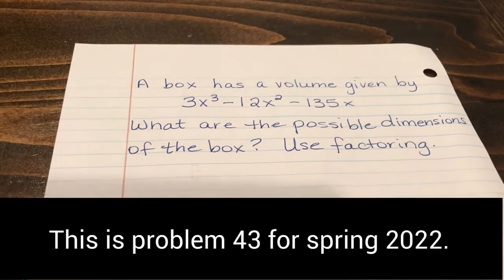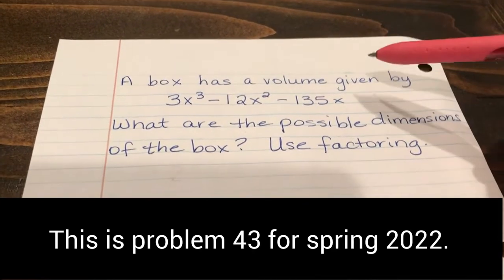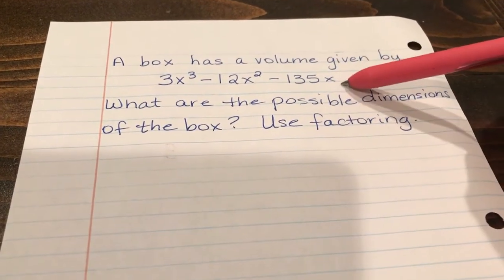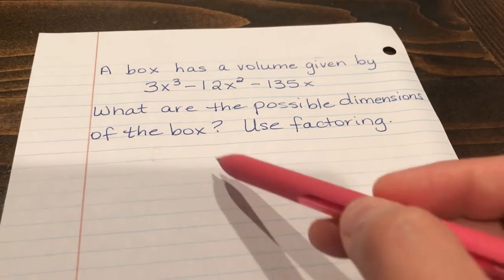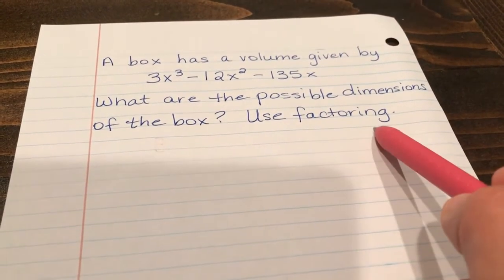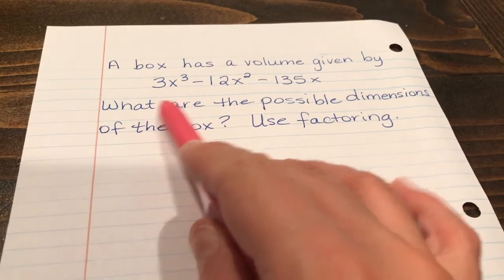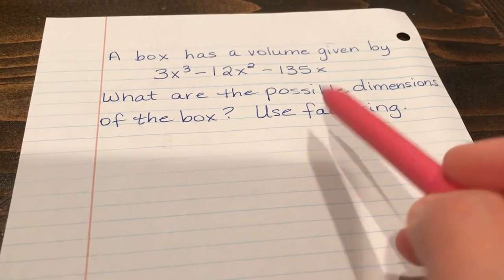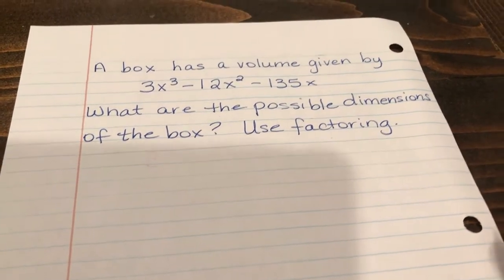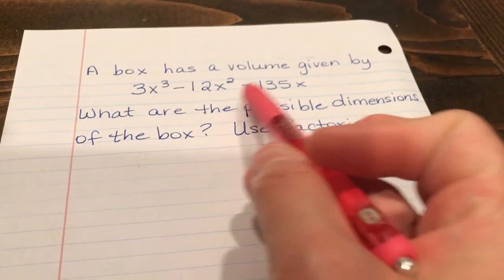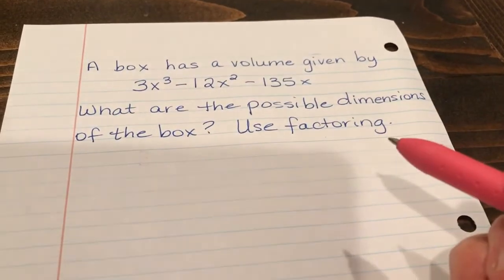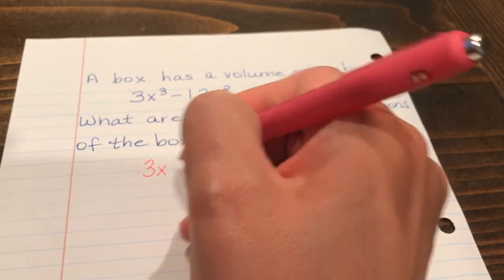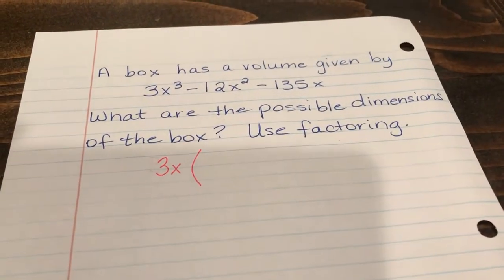Hey friends, want to take a look at this problem. We're told that a box has volume given by 3x cubed minus 12x squared minus 135x. What are the possible dimensions of the box? And we're told to use factoring. So when we look at an expression like this and are asked to use factoring, I want you to think of the GCF first. Notice that each of the terms has an x, and each of the terms is also divisible by 3. So we're going to take the 3x, which is our GCF, and put it in front of a parentheses.